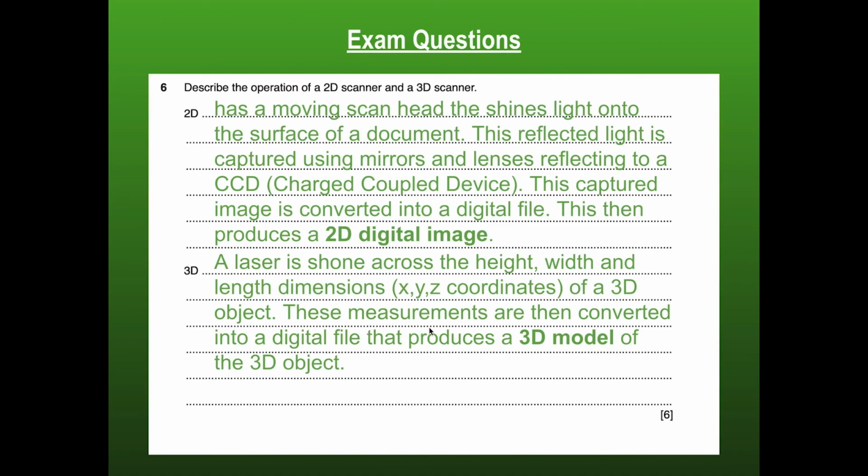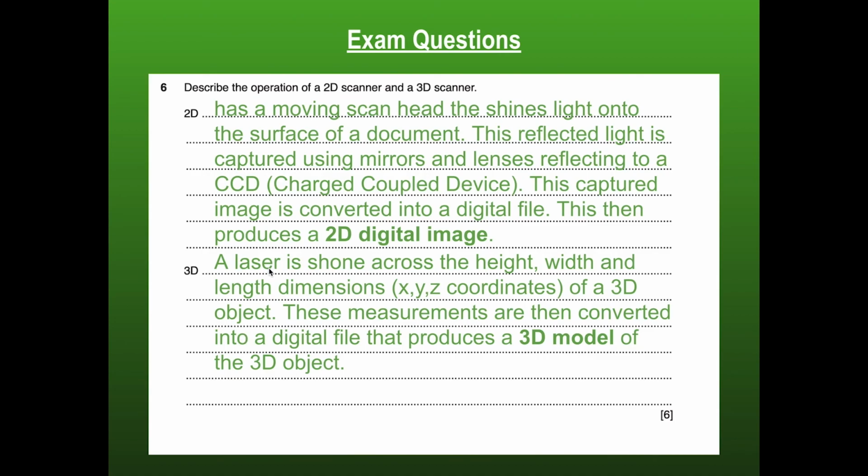These measurements are then converted into a digital file, and that's the same as the 2D scanner, in fact, where we're producing a digital file. So both produce a digital file, but this time on a 3D model, it's going to produce a 3D object as opposed to a 2D scanner, which makes a 2D digital image.